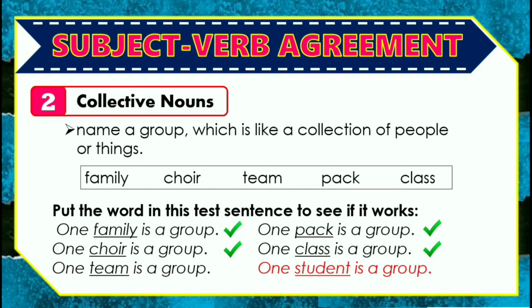One team is a group. Is it really a group? Of course, for example, a basketball team. So it is composed of different players. It's a collective noun. What about one student is a group? Is it really a group? No, it's not. Now beware of plurals. Students can be a group, but that doesn't make the word collective. Students is a plural. Alright? So therefore, one student is not a group.